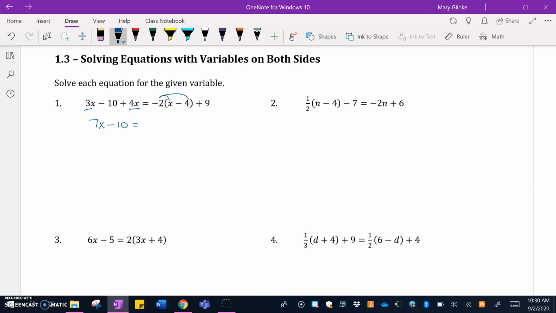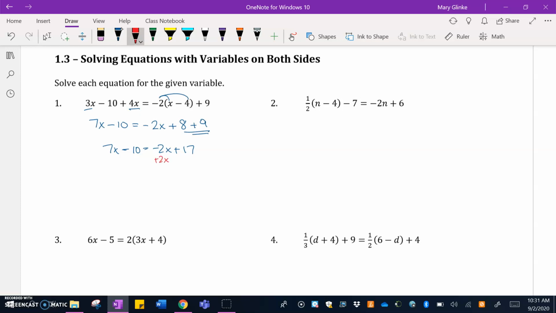And on the other side of the equation, we can distribute the negative 2 to both the x and the negative 4. When we do negative 2 times negative 4, we get a positive 8. Then we can combine the like terms. So we're going to get negative 17. After you've simplified each side, we're going to get the variables on one side and the numbers on the other.